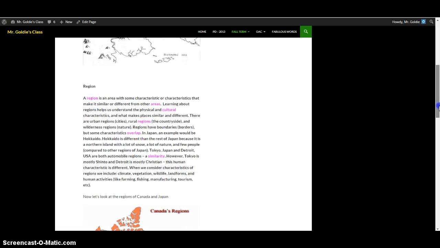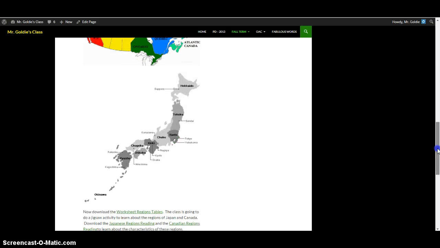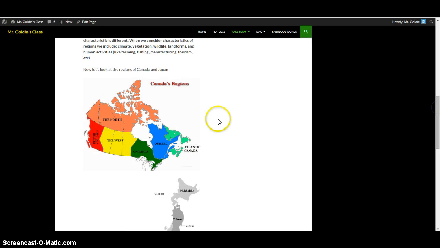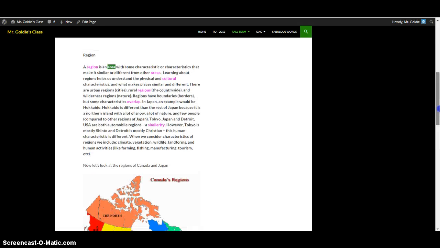What is a region anyways? Well, it says right here. A region is an area with some characteristics that make it similar or different from other areas. So basically, a region is an area. Okay? So look at all these regions: Hokkaido, Tohoku, Kanto, Chubu, etc. Those are regions of Japan, and here are regions of Canada: Quebec, Ontario, Atlantic Canada, the West, the North, British Columbia. All right? So these are just areas.